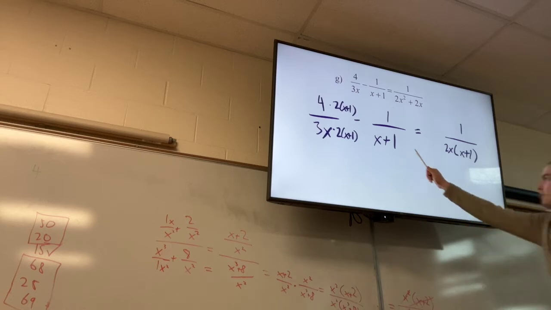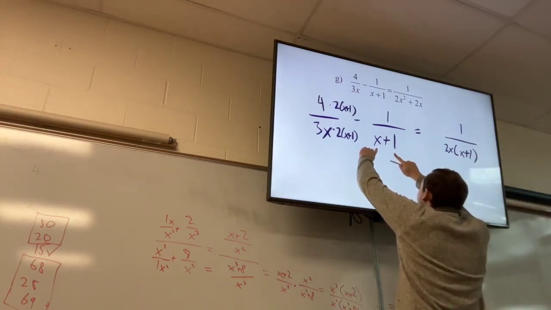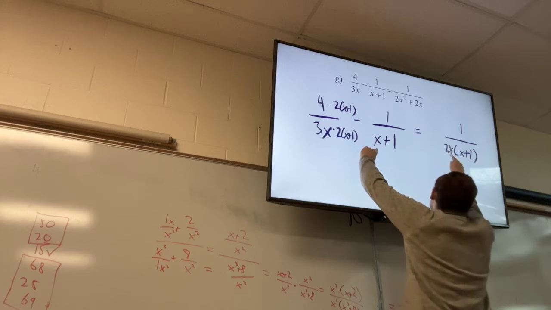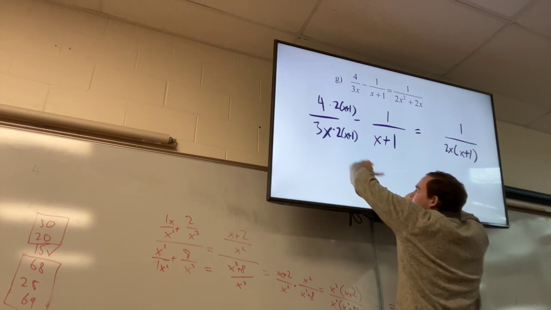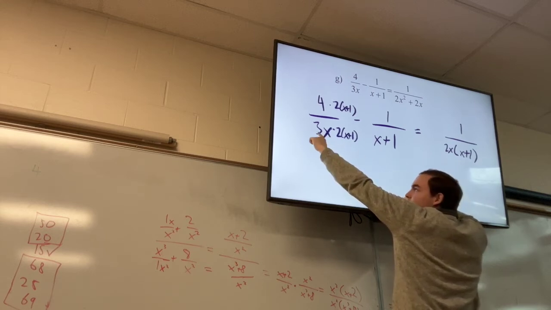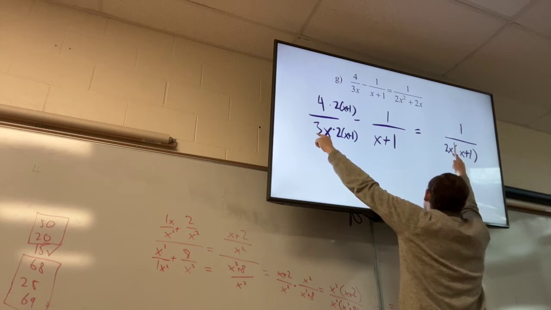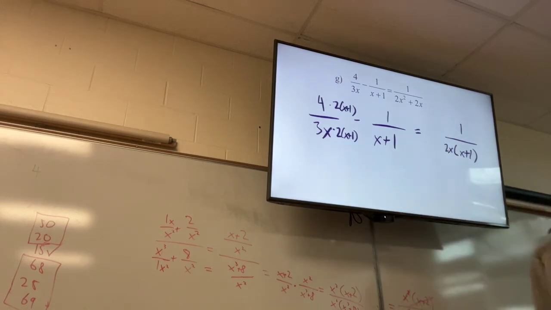What about this one in the middle? What are we missing here? 2x. So we're missing an x. We're missing a 2. What else are we missing? 3x. So we're missing an x, a 2, and a 3. So I'm going to multiply by 6x on the top and bottom. We were missing an x, we were missing a 2, and we were missing a 3.